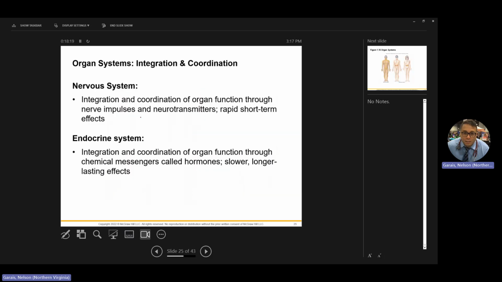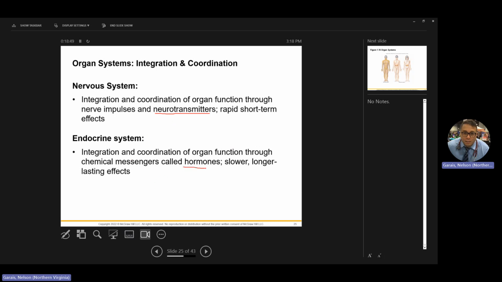Nervous system, endocrine system. They're both systems of communication. The nervous system uses electricity, and they use chemicals called neurotransmitters. The thing about the nervous system is it's rapid, short-term effects. A good way to know this is if I poke you in the eye, when do you feel it? You feel it right now. But if I stop poking you in the eye, you should stop feeling it.